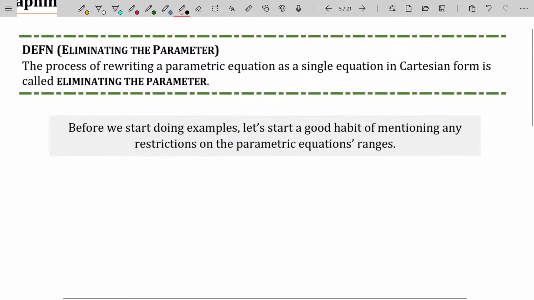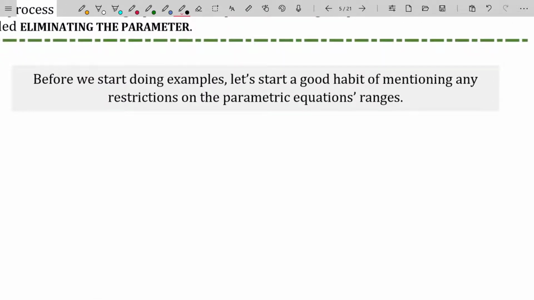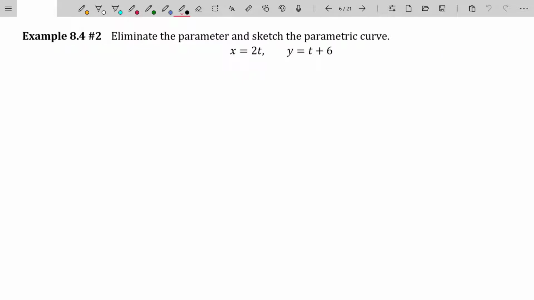They're more simple examples. Before we get started doing examples, let's start a very good habit of mentioning any restrictions on the ranges of those parametric equations, because that's going to be critical. I will also probably mention domain restrictions if we have any. The reason for that is not going to be very apparent until we run into examples where that happens. So we'll just hold off, and then we'll showcase why that's important.